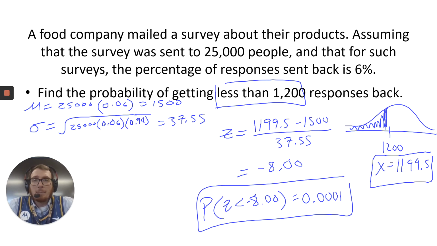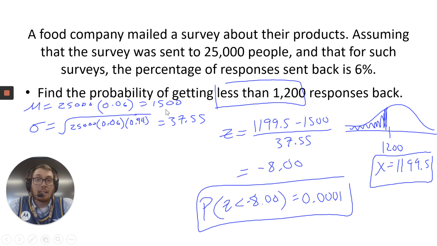Okay, so here's an example of one. This says a food company delivers surveys in the mail. They send it out to 25,000 people. That's N. Probability or percentage you get back is 6%. That's P. Find the probability of getting less than 1,200 responses back. Now the issue is with binomial distributions, it can take a long time depending on your calculator and application. So the continuity correction fixes some of that so we can continue to use the z-score table.